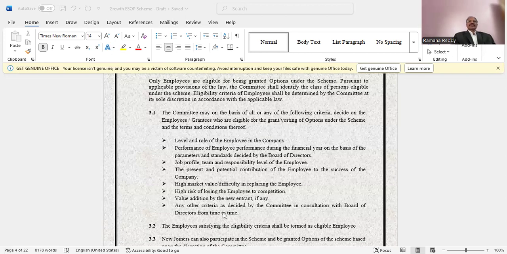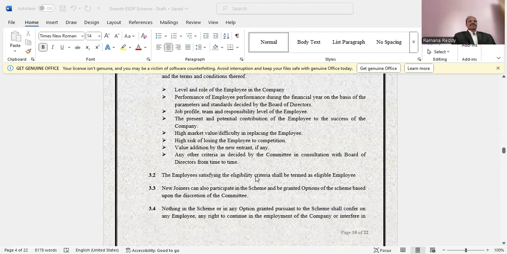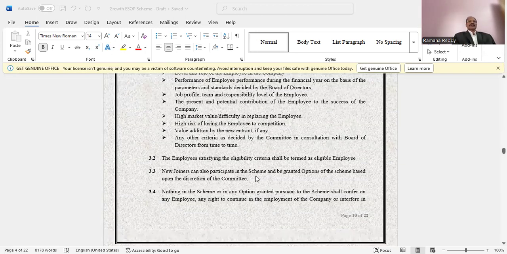So in case you can give even for new employees also. Any other criteria as decided by the committee in consultation with the board of directors from time to time. So the employees satisfying the eligibility criteria shall be termed as an eligible employee. So new joiners can also participate in the scheme and be granted options in the scheme based upon the discretion of the committee.